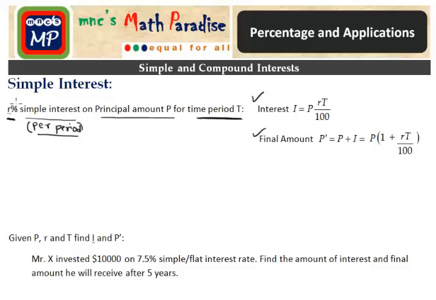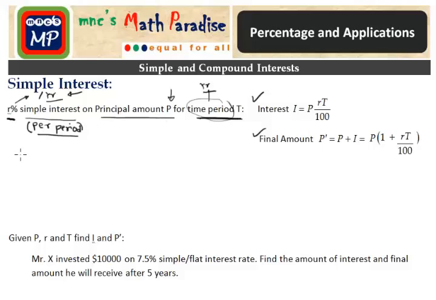So for example, a simple example is per year, per annum. R% interest rate per annum, per year. Then this time period we are considering in years, but it is not always necessary for the time period to be in years. But for simplicity, let us first assume that it is in years. So R% interest rate per year on principal amount P. So that means R% interest on principal amount P.